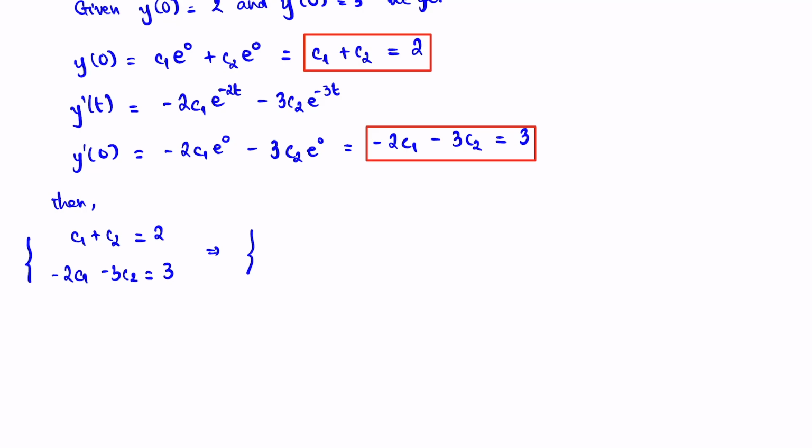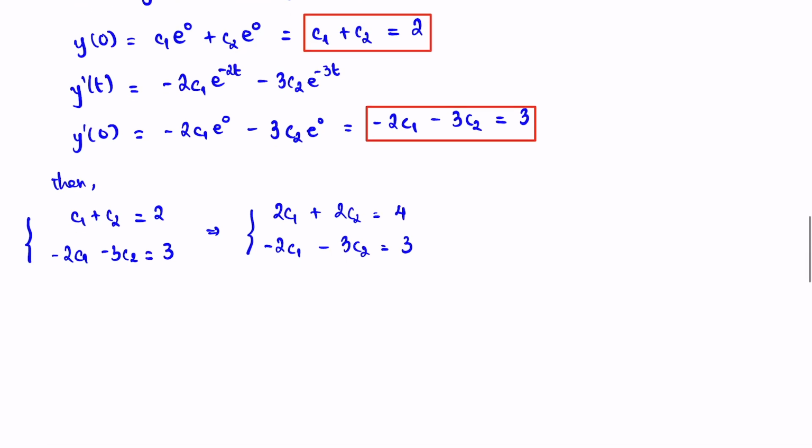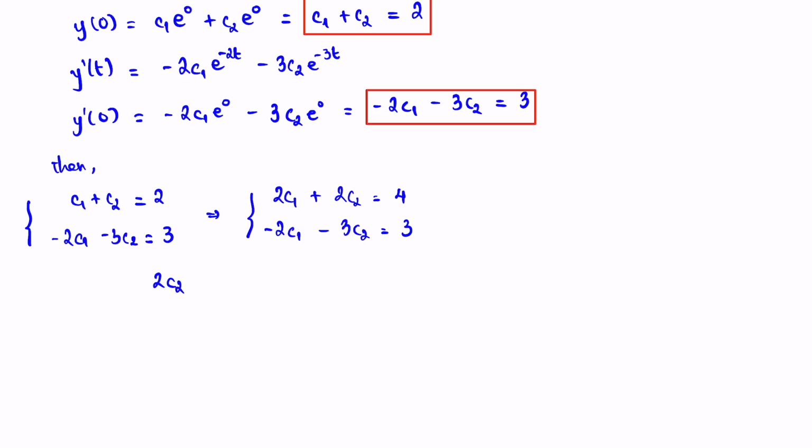So I'm going to eliminate one of the constants here, one of the c's. I'm going to choose c1 to work with. So I'm going to multiply the first equation by 2. That is 2c1 plus 2c2 equal to 4. Then negative 2c1 minus 3c2 equal to 3. So the second equation remains the same. Now if you add these two equations together, you're going to get 2c2 minus 3c2 equal to 1. That's going to give me negative c2 equal to 1, or c2 equal to negative 1.